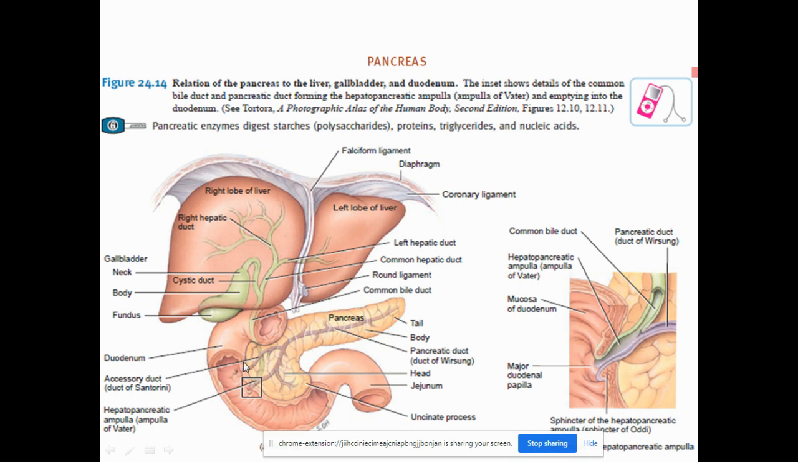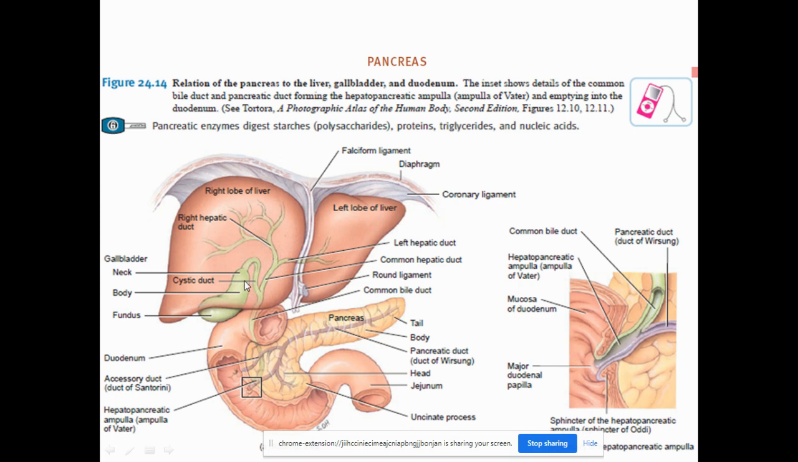The accessory duct is called the duct of Santorini, and the pancreatic duct is called the duct of Wirsung. These two join together here, so they flow down, and you can see a structure called the bile duct. You can see this is the common bile duct.